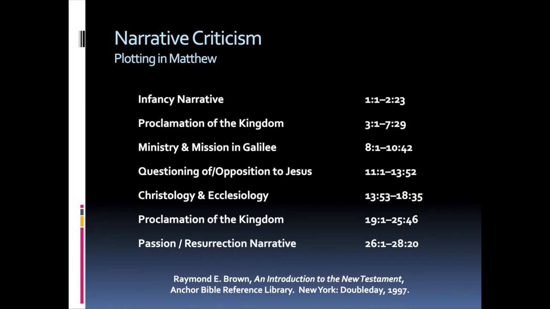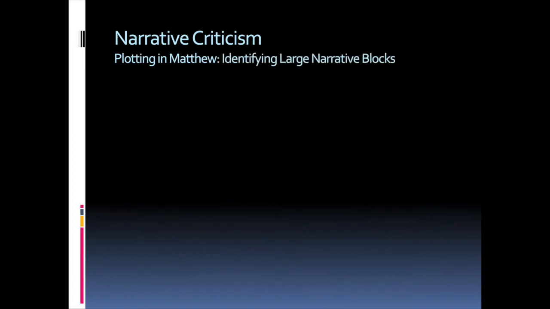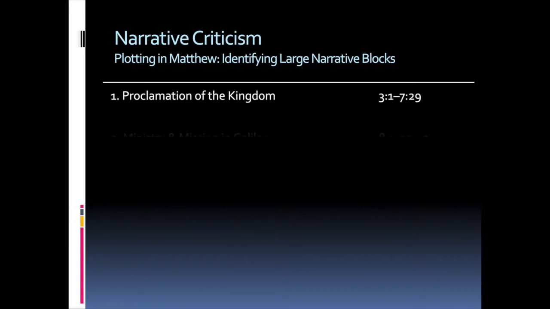We'll be spending a little more time in this video on the intervening 5 parts: the proclamation of the kingdom, ministry and mission in Galilee, the questioning of and opposition to Jesus, teachings on Christology and ecclesiology, or notions of the church, the community, and the proclamation of the kingdom that comes in chapters 19 through 25. Now, Brown has his reasons for labeling these sections as he has, and those will become a little clearer in a moment. Let me lay out those 5 intervening blocks and focus on those with you.